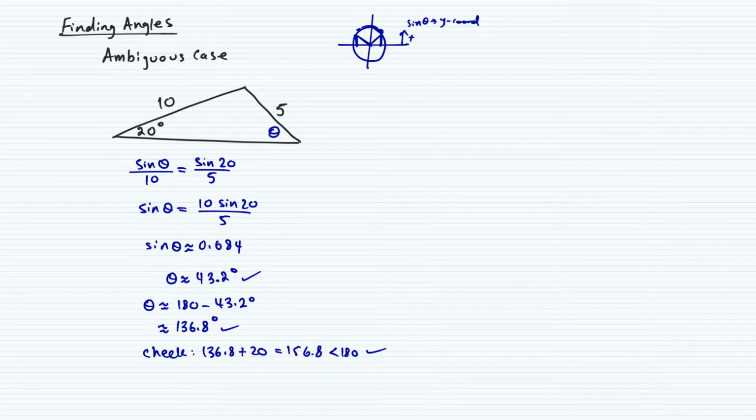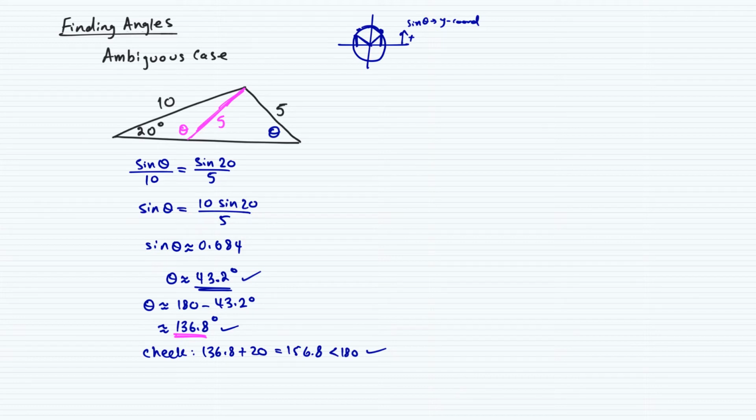And if I were to draw this on my triangle over here, we can see that if this is 10 and this is length 5 and this is 20, length 5 can also be drawn here, and we can have a second triangle with length 5, and this theta value over here is corresponding to the 136.8. And this theta value over here is corresponding to this theta value, 43.2.